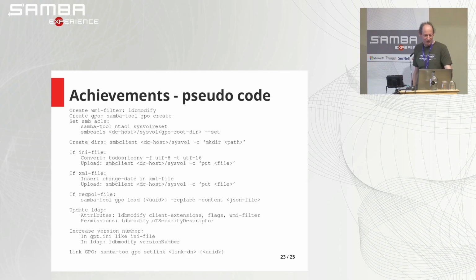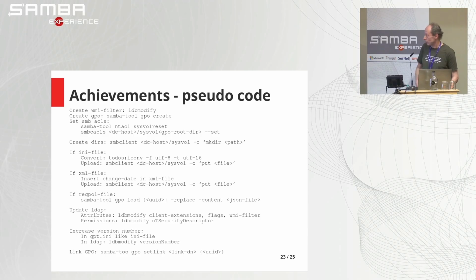So that's the second step. So we set the ACLs correctly. Then we create extra directories, but we do it with SMB client. The only thing is, if I do SMB client myself, I can say that I use this DC host, and it will land here and not just anywhere.